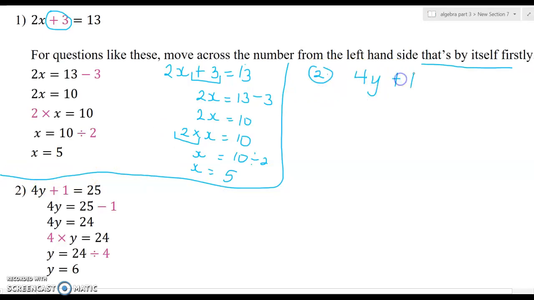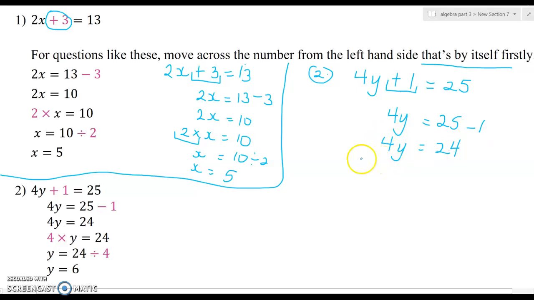4y plus 1 is 5. Again, carry across the number that's by itself first from the left-hand side. 1 is by itself on the left-hand side first. So you're going to get 4y is equal to 25. Opposite of adding 1 will be take away 1. So you get 4y is equal to 24.